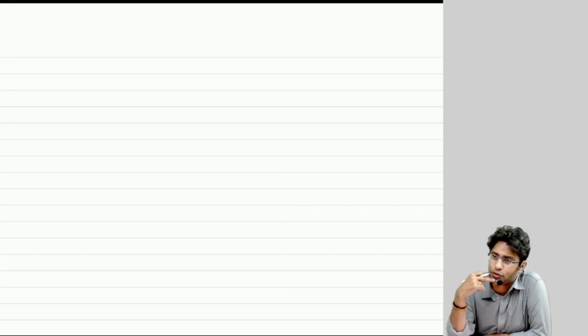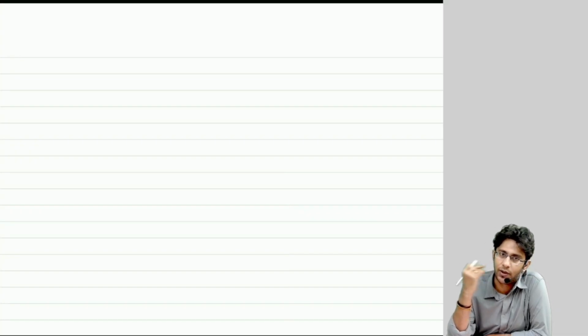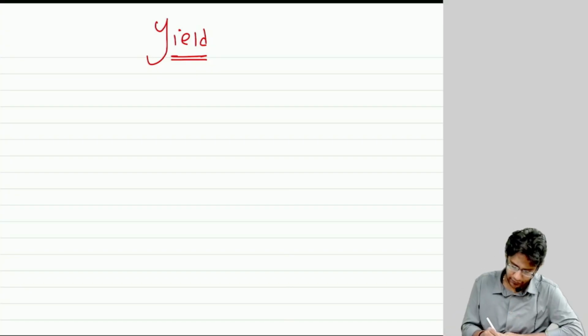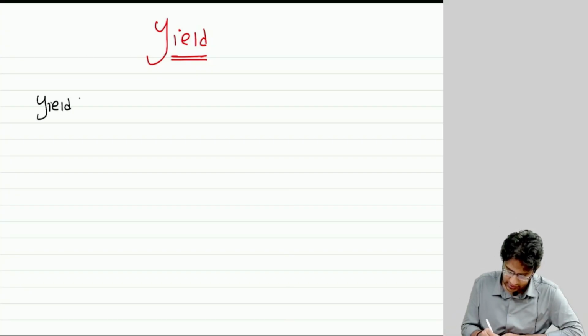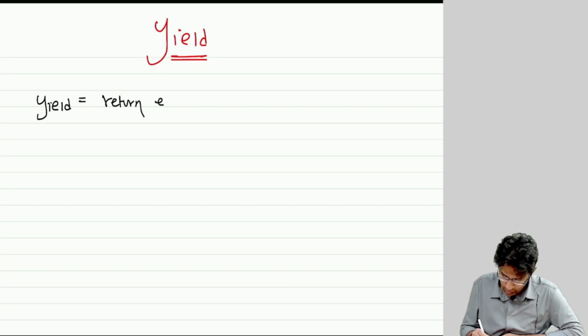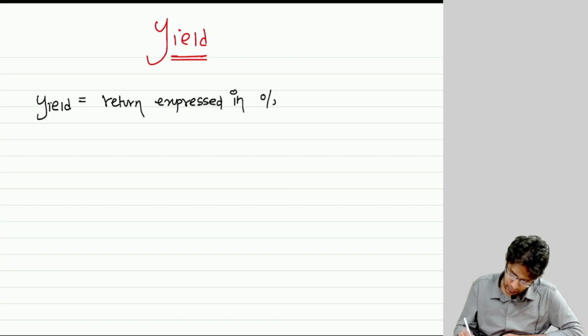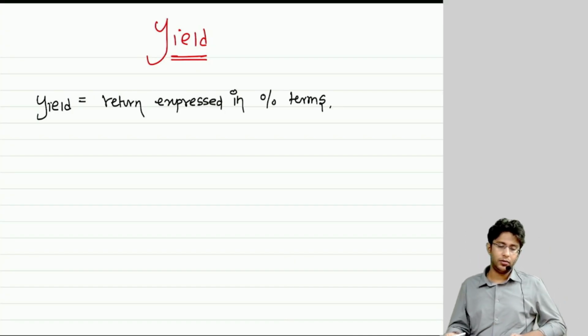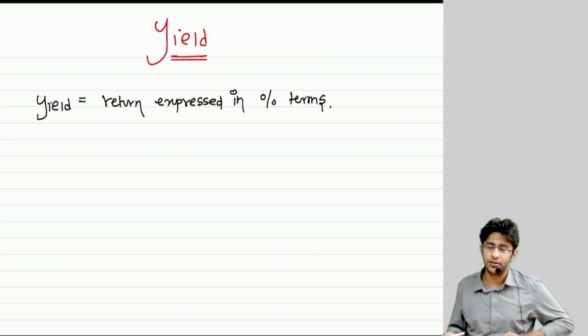Next concept, sir. Till now you were working out the price of the bond. From here onwards, in almost all the questions they will only give you the price. Sir, if they give the price, what will we compute? Yield. You have to compute the return. So from here onwards the concept is yield calculation. Now what is the plain meaning of the word yield? The word yield means a return expressed in percentage terms. Return expressed in percentage terms is called yield.